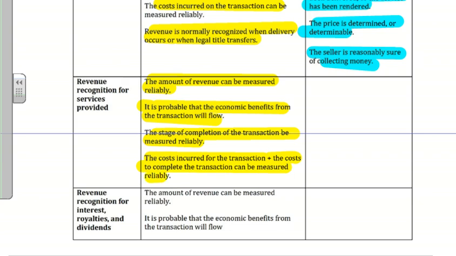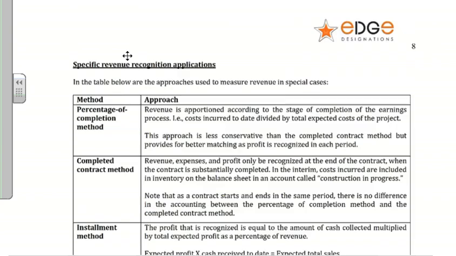What about if I'm earning revenue from things like interest, royalties, dividends? Okay, same story. The amount of the revenue must be able to be measured reliably. It's probable that the economic benefits from the transaction will flow.